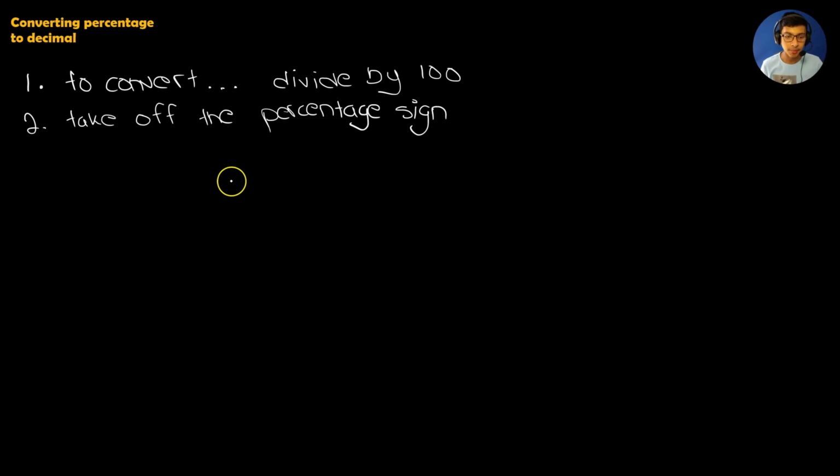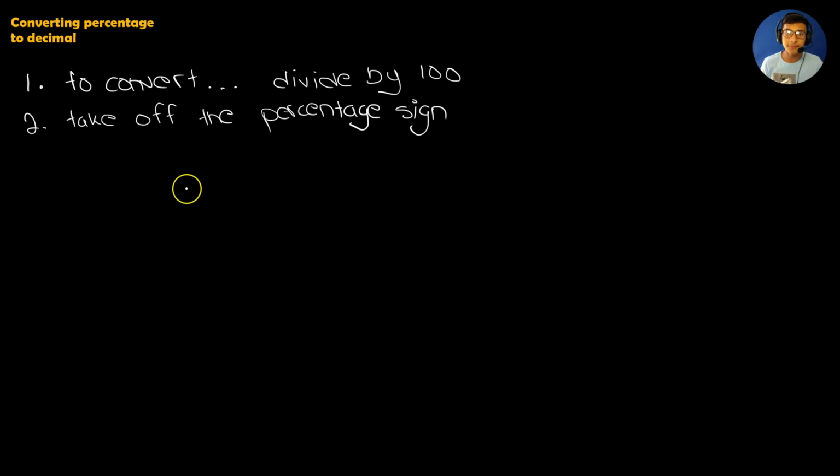Our first example here is 42%. In our first step to convert, we need to divide by 100. So friends, let's do this. Once, twice, and there our decimal place would land, and we take off the percentage sign, and so our converted number would be 0.42.